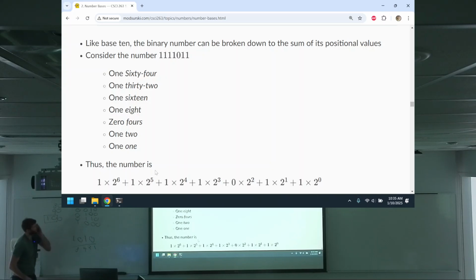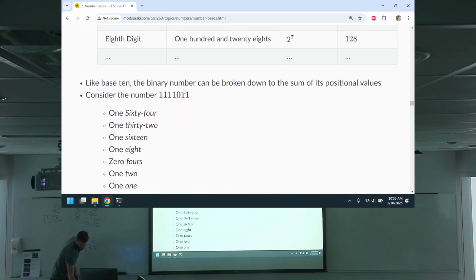So if I have the number 1, 1, 1, 1, 0, 1, 1, well, I have 1 64, 1 32, 1 16, 1 8, 0 4s, 1 2, and 1 1. So 2 to the 6 is 64. I have 1 times 2 to the 6, which you'll notice is its place counting from 0: 0, 1, 2, 3, 4, 5, 6. So this would be 0, 1, 2, 3. What's 2 to the 3? 8. That's the 8s place. It follows that pattern, just like decimal does.